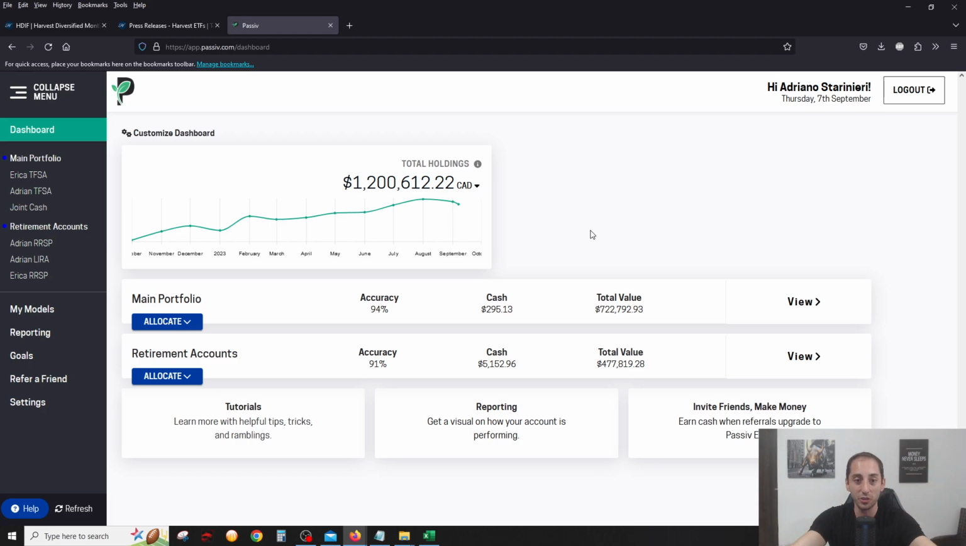I just wanted to show you this in Passiv, which is a great portfolio management tool that I personally use. I think you guys should get it and download it. The elite membership comes free with Questrade. I absolutely love that. And you could group all your investing accounts all in one place.